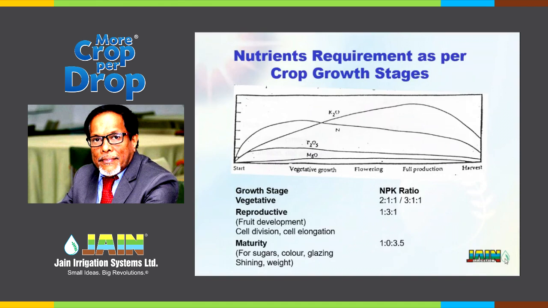Here, you look at the crop growth stage, just in general, not a specific crop. You have the starting vegetative growth stage, then flowering, then full production of the fruits or grains, then the harvest happens. Initially there is less potash and high nitrogen, and P2O5 is slightly high during the vegetative stage, then it tapers down. High potassium comes later in production, at fruit or grain formation time. So this gives us some idea about how the crop generally takes up and utilizes nutrients during its crop cycle.